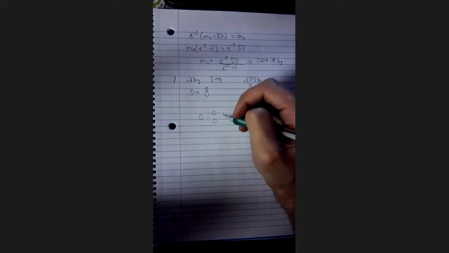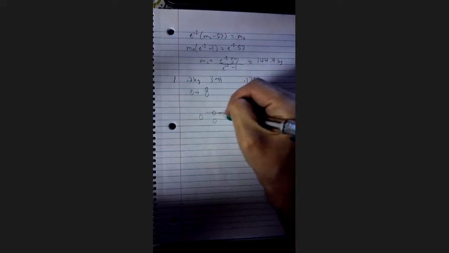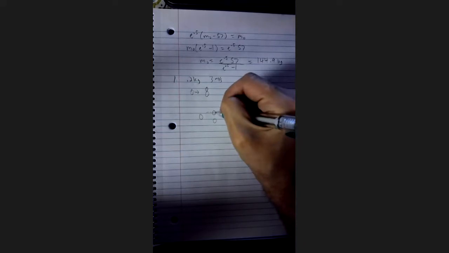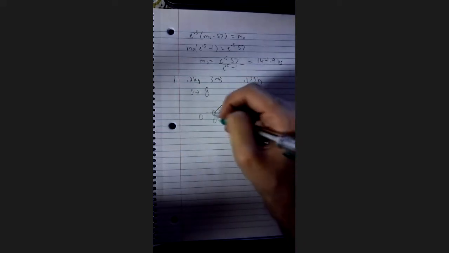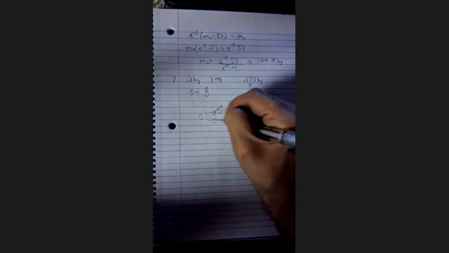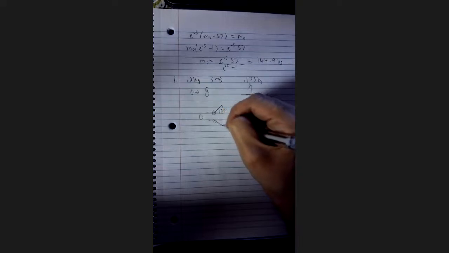So what direction do they move in? The first one moves at a direction of 30 degrees above. So it was initially moving in this direction. It moves off here, where this is 30 degrees. And the other ball moves off at 25 degrees below.